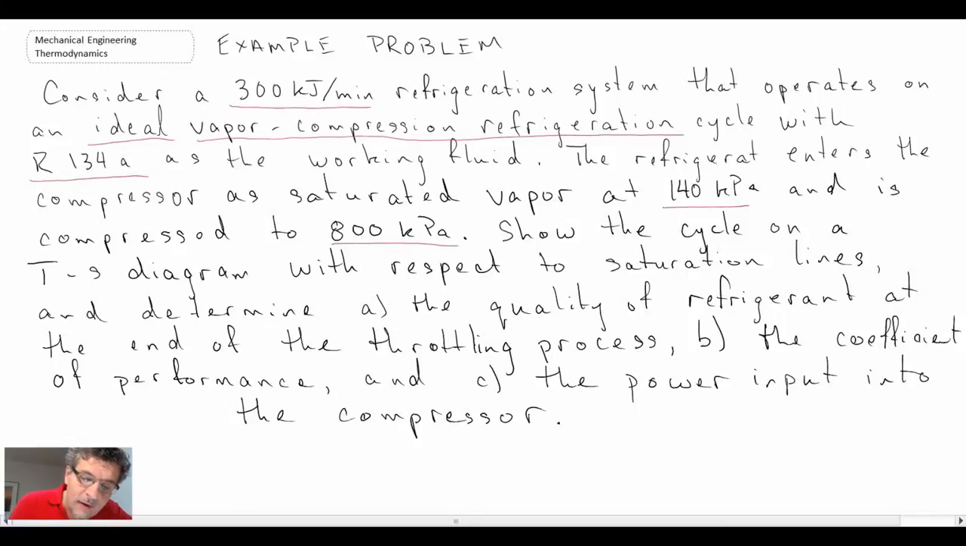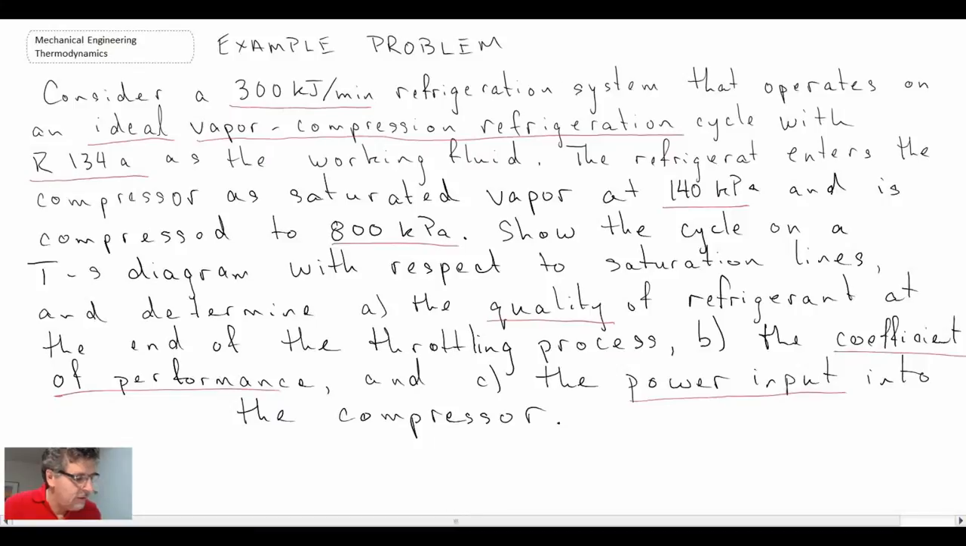They want us to put this on a TS diagram. They want us to determine quality of the refrigerant at the end of the throttling process. So that would be state 4. And they want the coefficient of performance and the power input or the work into the compressor.